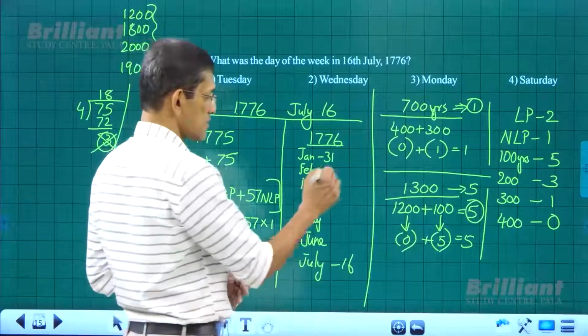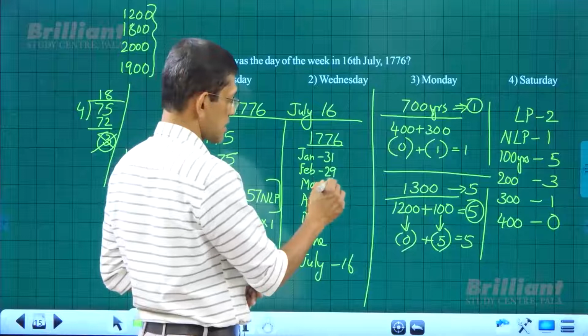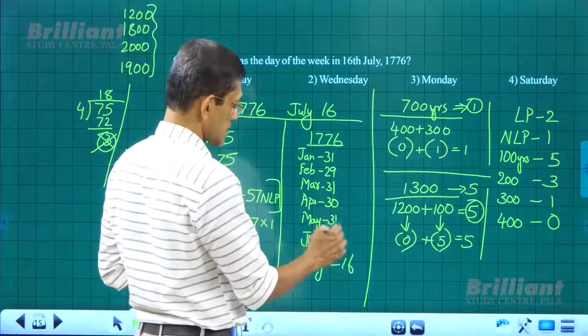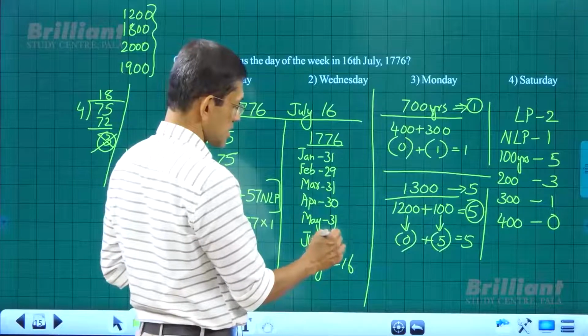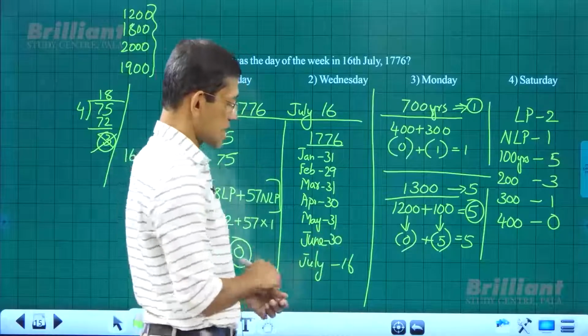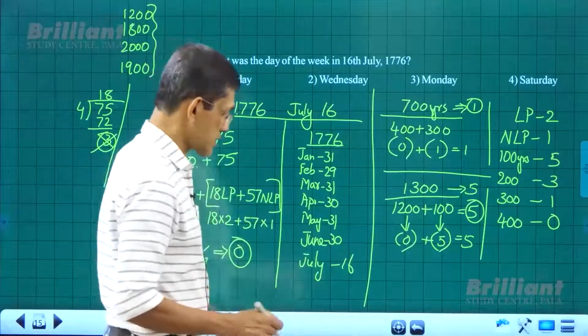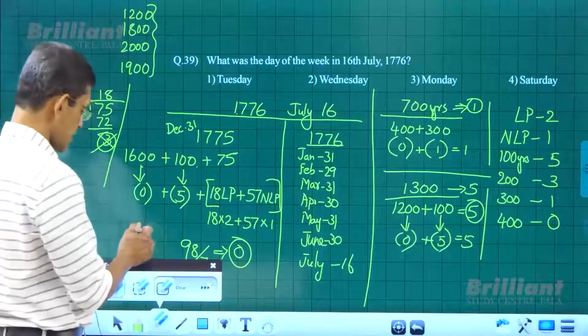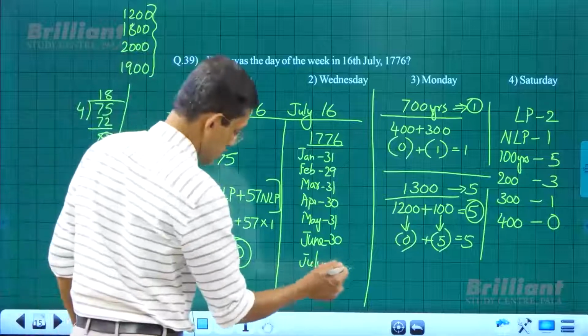If it's a leap year, February has 29 days. March 31 days. April 30 days. May 31 days. June, how many? 30 days. And July 16 days. You need to add all these numbers together and then divide that by 7. Then only you get the total number of odd days.